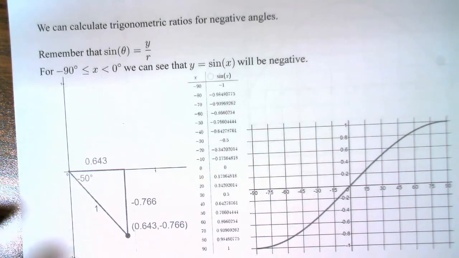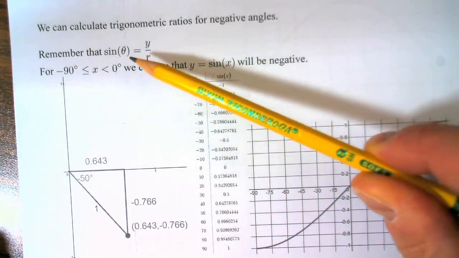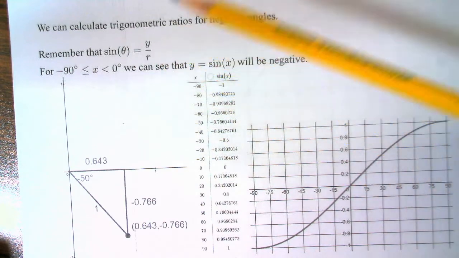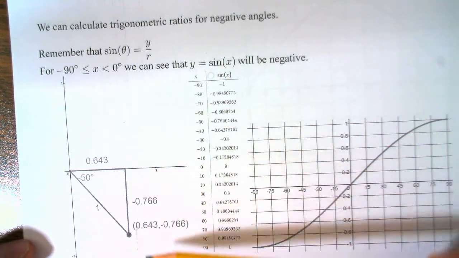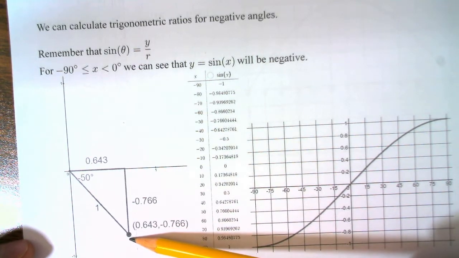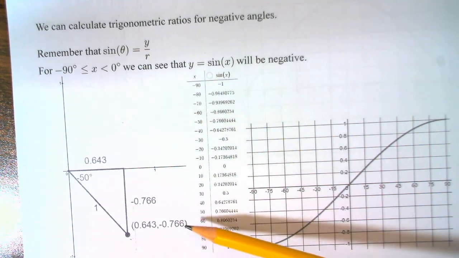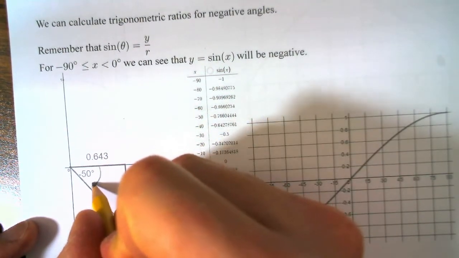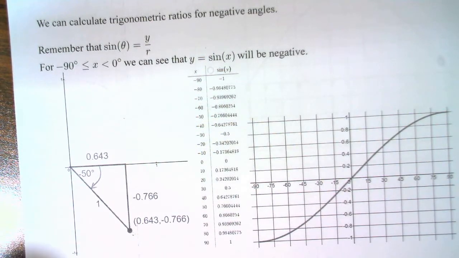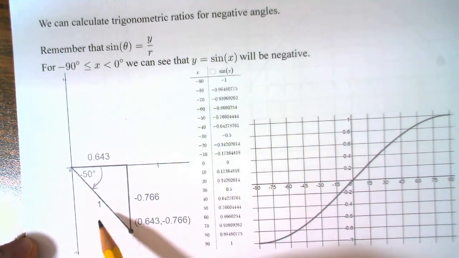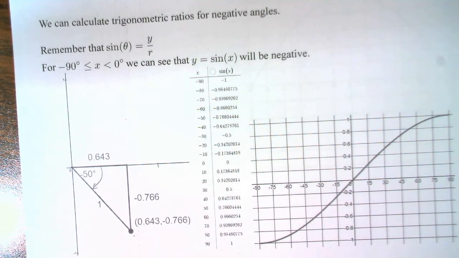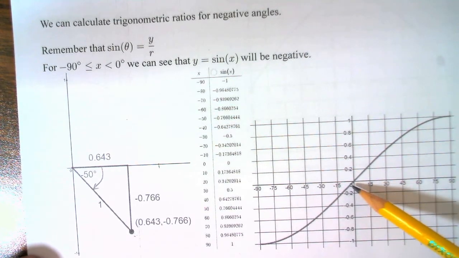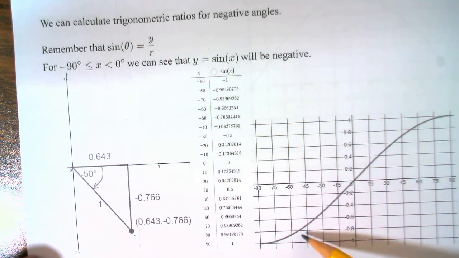So now we're going to look at trigonometric ratios for negative angles. Our definition for the sine of theta is y divided by r, y being the y coordinate of this point. In this case, negative 0.76 with this angle of negative 50. And so if we take that negative number and divide it by the positive 1, we're going to get a negative ratio. And we can see from the graph that when we go into the negatives, we're getting negative y values.